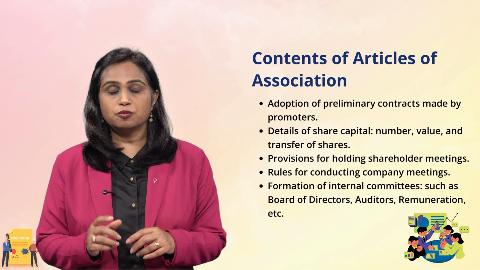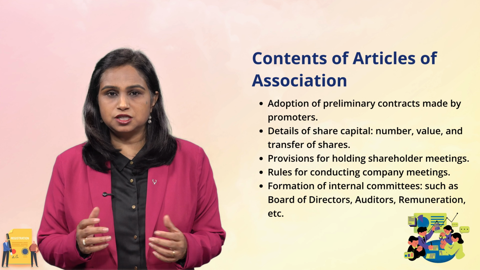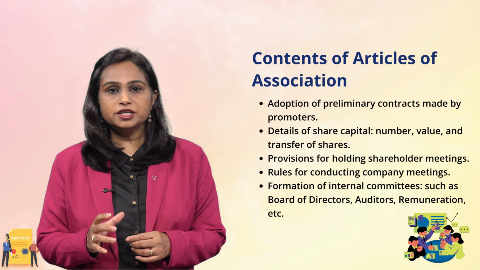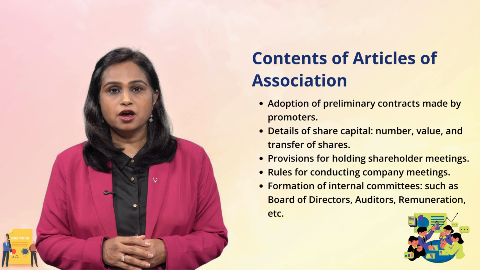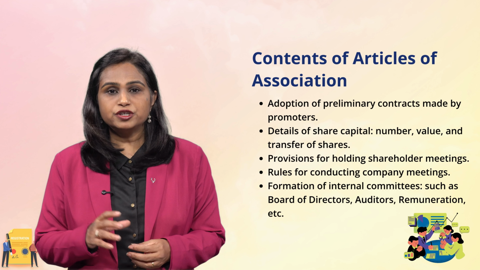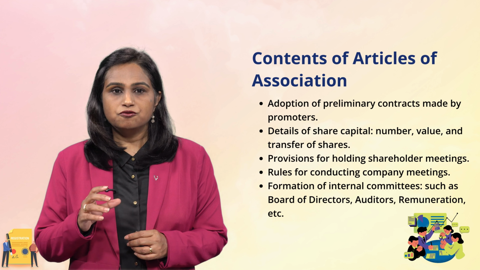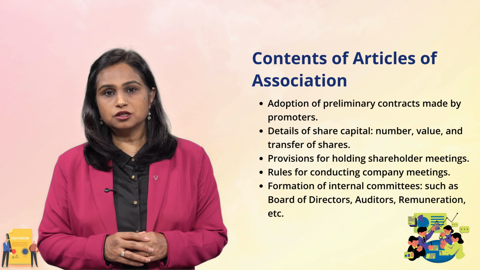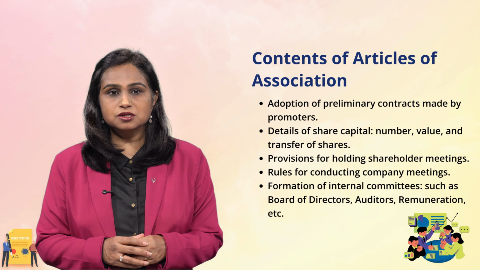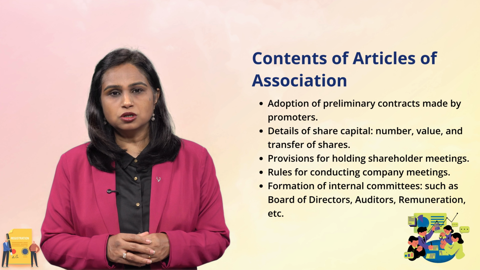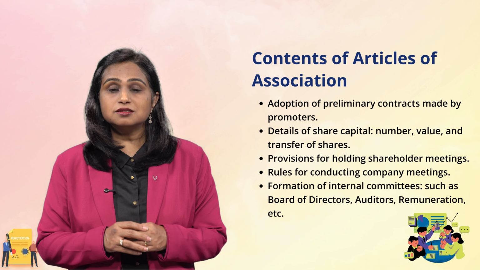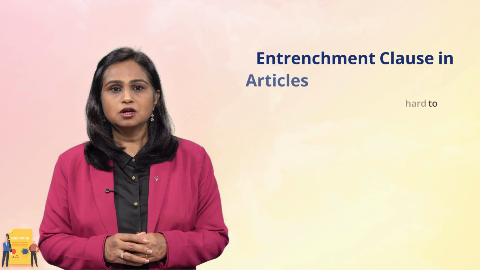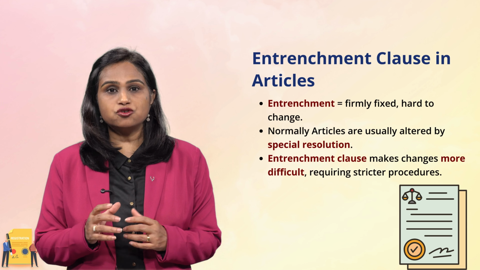Articles will also contain the provisions for holding a shareholders meeting. Furthermore, the articles of a company consist of the rules related to conducting the meetings of a company and regarding various other committees which will be formed within the company. Various other committees will include Committee of Board of Directors, Committee of Auditors, Committee formed for remuneration purposes, and many others. So, in short, any matters which the company considers important for its management can become a part of the Articles of Association.